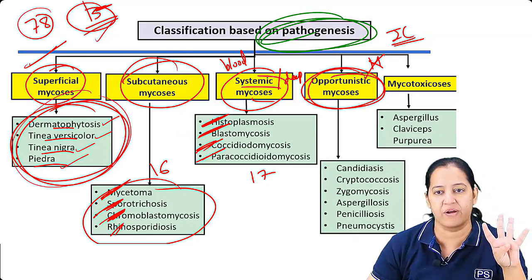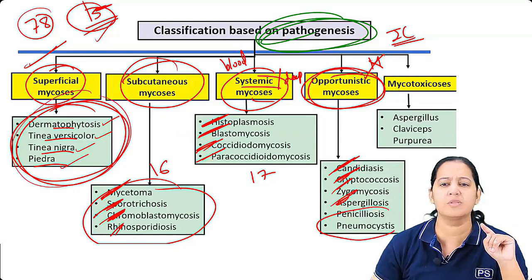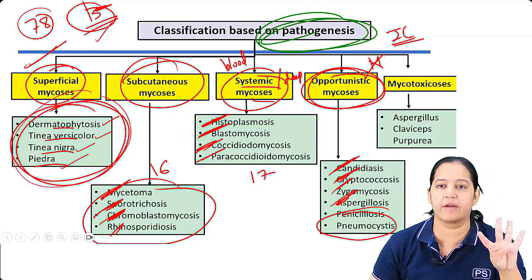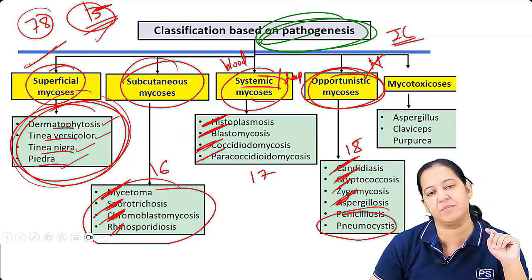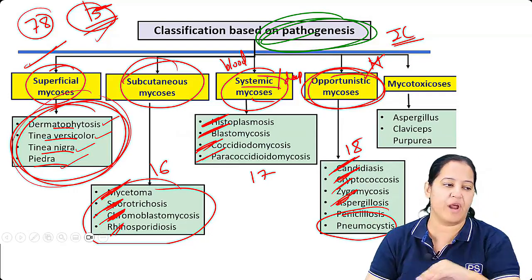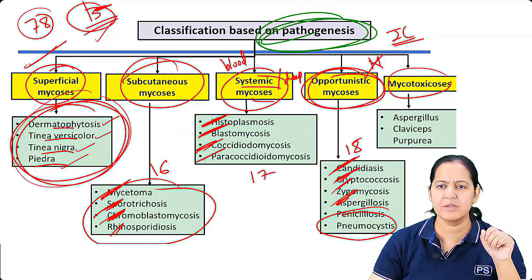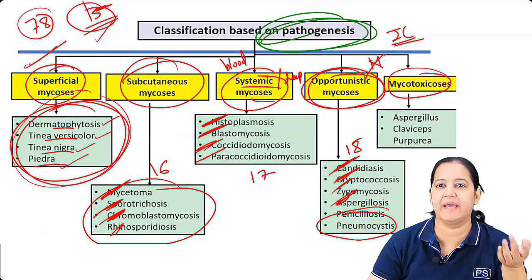So learn 4 fungus here: Candida, Cryptococcus, Zygo, Aspergillus. These 2 are also there, but not important. So I will teach you 4 here. Page number 18, you can see the 4. Right? So these 16 fungus, 4, 4, 4, 4, I am going to teach you. हाँ ना? The last one is the mycotoxicosis.